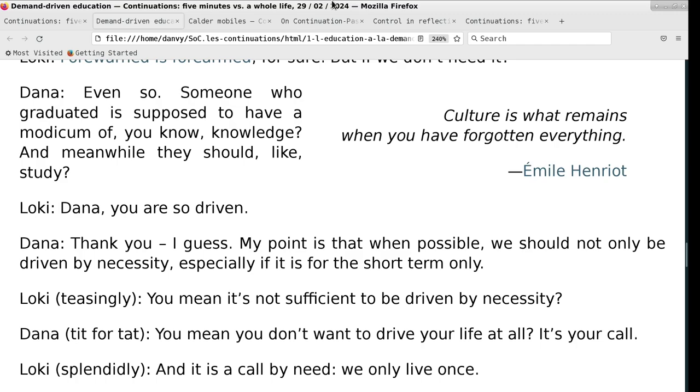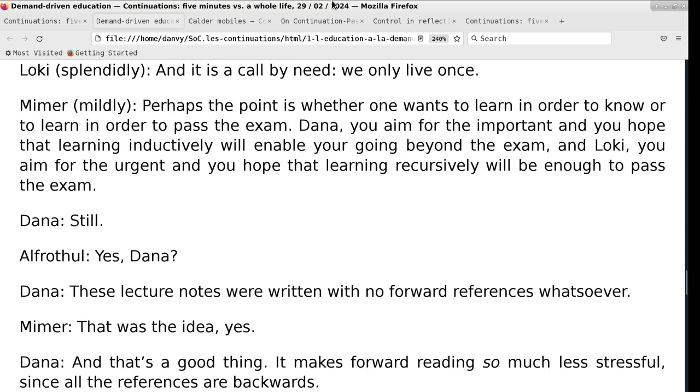You mean it's not sufficient to be driven by necessity? You mean you don't want to drive your life at all? It's your call. And it is a call by me. We only live once.